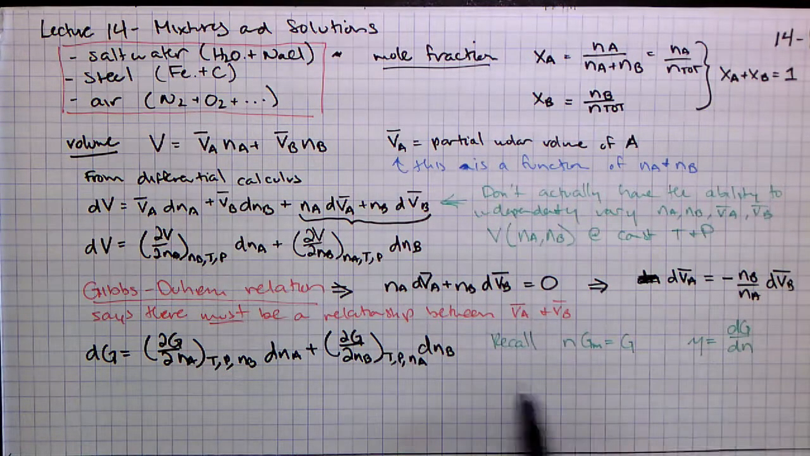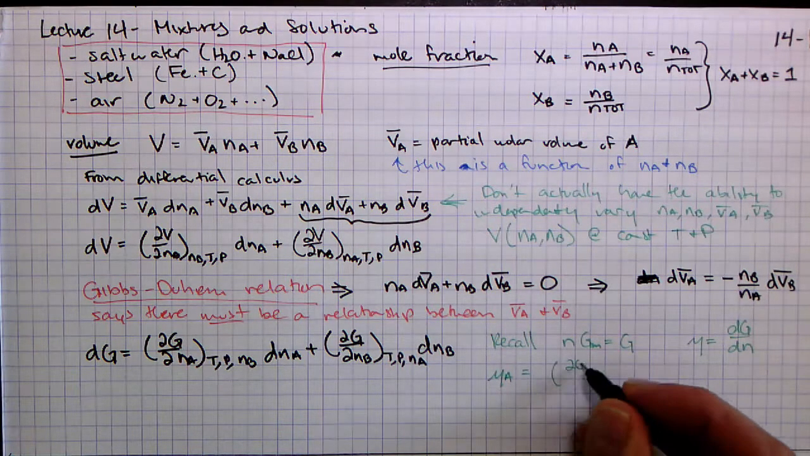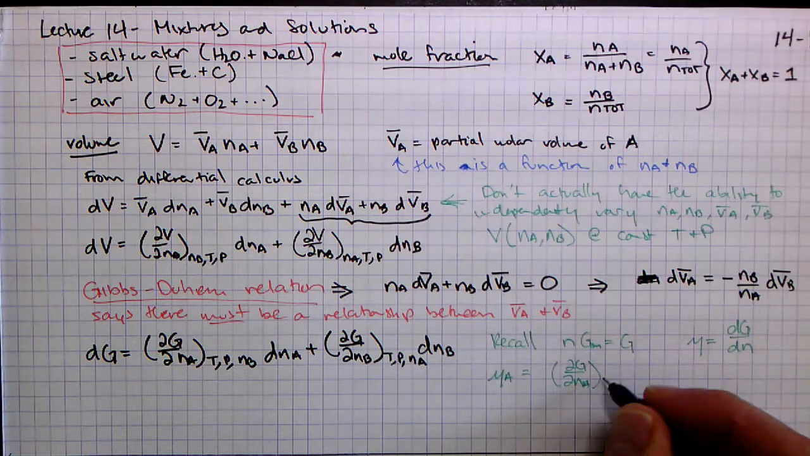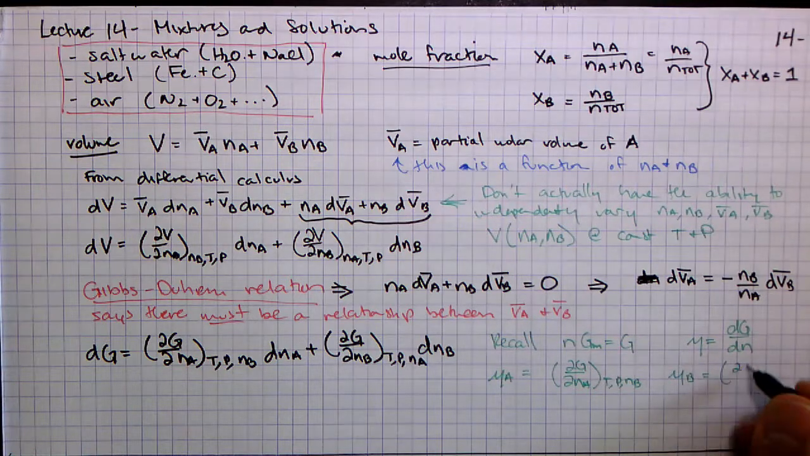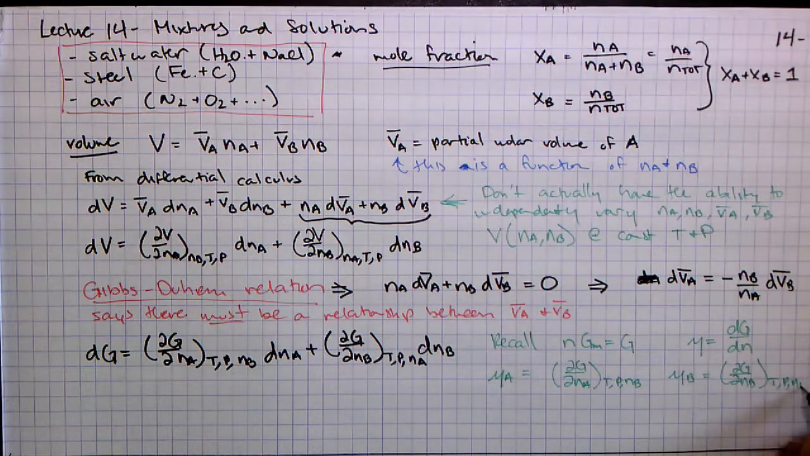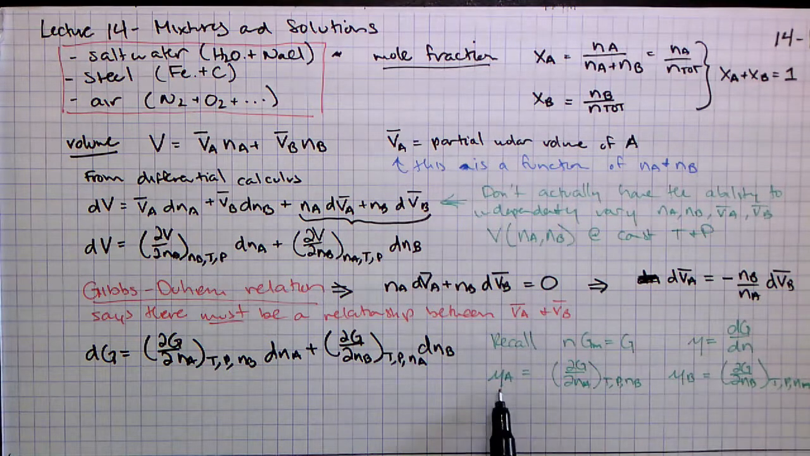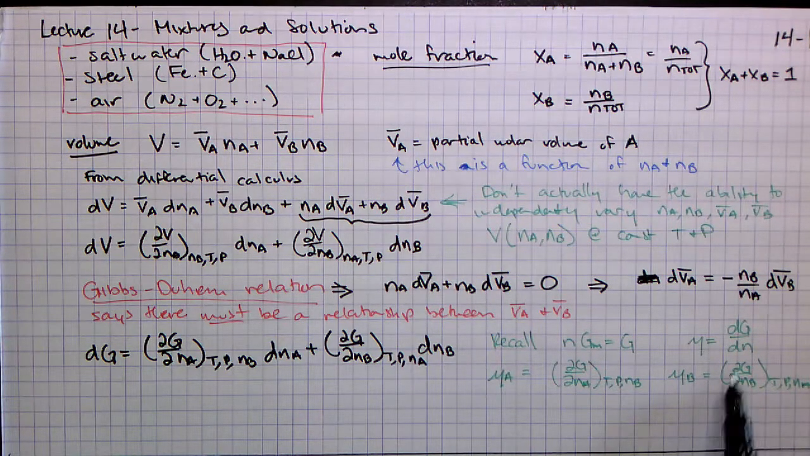So we can define a chemical potential for each species, and the way we'll define that is that mu A is the partial of G with respect to NA at constant temperature, pressure, and NB, and mu B is equal to the partial of G with respect to NB at constant temperature, pressure, and NA, right? So the chemical potential of A tells us how the free energy of the system changes as we change NA. The chemical potential mu B tells us how the free energy of the system changes as we change the number of moles of B, holding everything else constant, right?